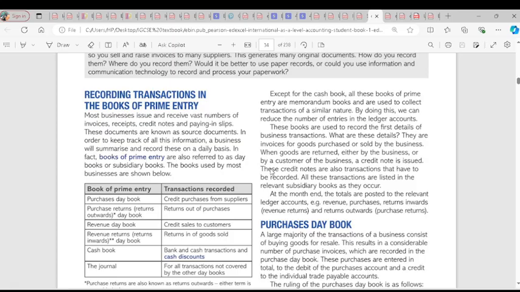A book of prime entry, they might ask in the exam. It is where the transactions of the business are recorded for the first time before they are transferred or entered into the ledgers. When the first transaction is done, it is entered into the book of prime entry with the source documents. As soon as that is done, then you can transfer them or enter them into the ledger. I think it's clear. Are we good?